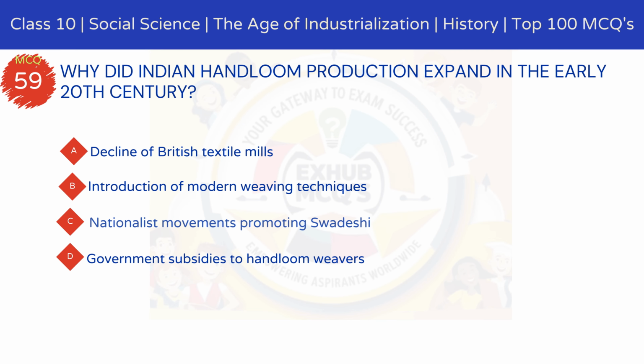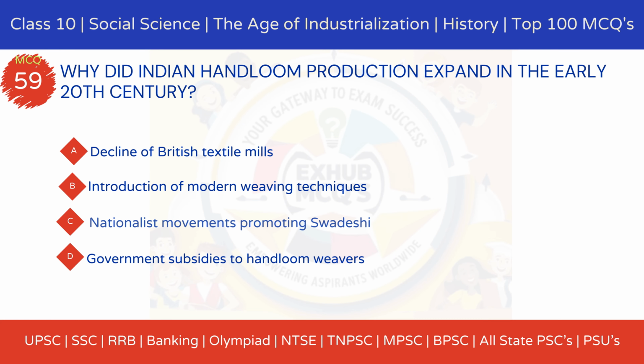MCQ 59. Why did Indian handloom production expand in the early 20th century? Option A. Decline of British textile mills. Option B. Introduction of modern weaving techniques. Option C. Nationalist movements promoting Swadeshi. Option D. Government subsidies to handloom weavers.